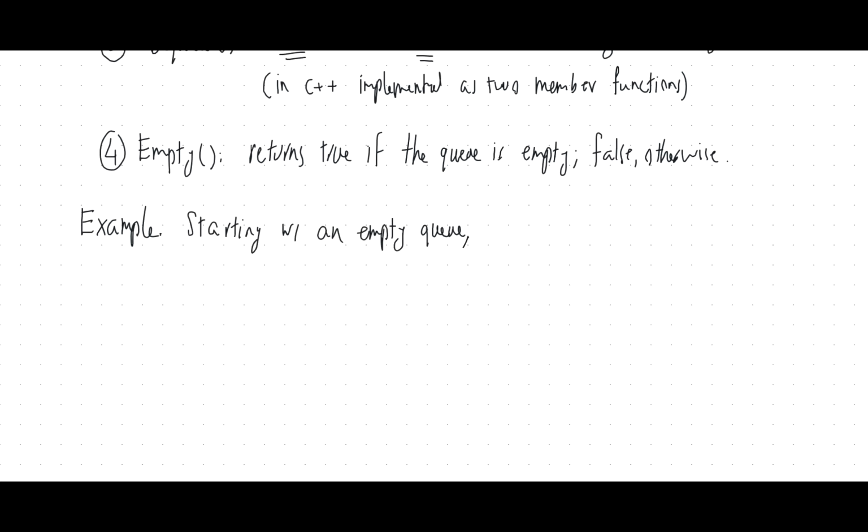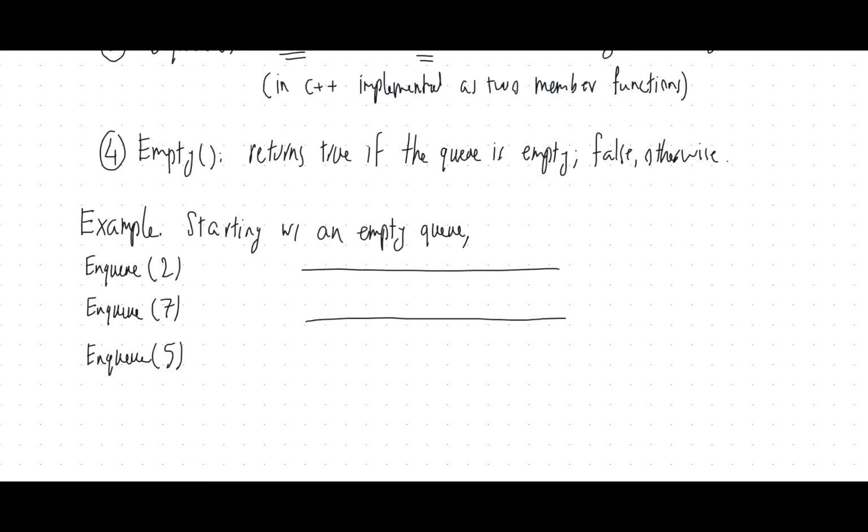We enqueue, say 2, then we enqueue 7, then we enqueue, say 5. Okay, let's see what's going to happen so far. So when we enqueue 2, at the beginning, the queue is empty, and we are going to push from this end and pop from the other end, just like a queue, right? You join the queue in the back, and then the first person that will be served is the person in front of the queue.